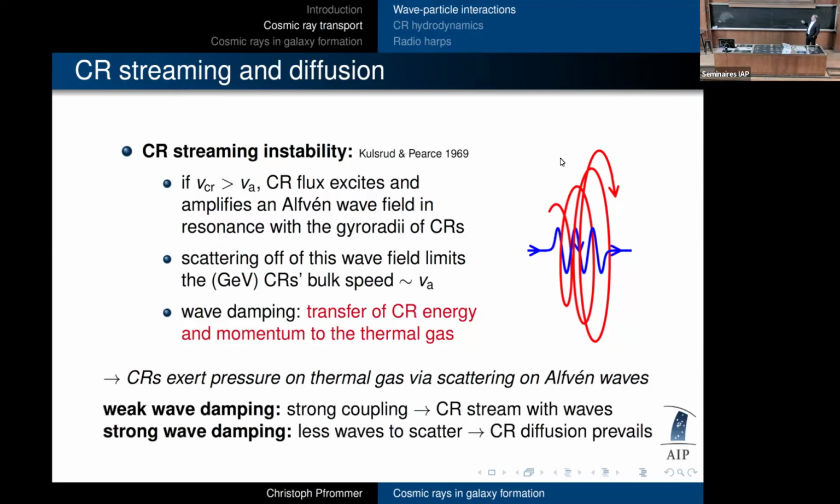If you have a weak wave damping, that means the wave field remains strong. It can scatter the cosmic rays. You have a strong coupling, and this causes the cosmic rays to isotropize in the wave frame and to stream with the waves. If the wave damping is strong, the wave level is low, scattering is inefficient, there are fewer waves to scatter, you have cosmic ray diffusion.